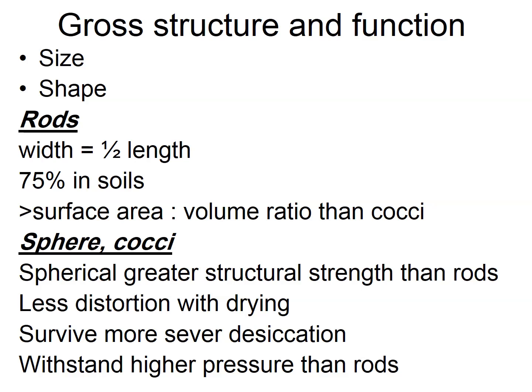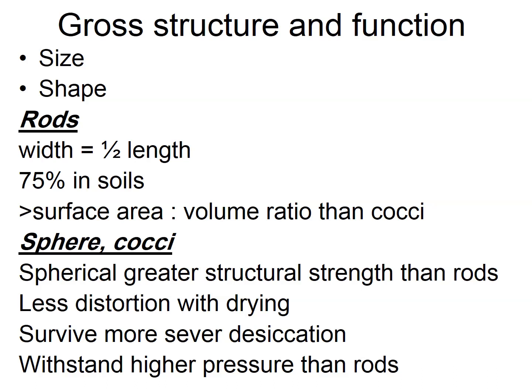But if we correlate structure and function, or what habitat they could enjoy, let's look at the rod-shaped bacteria. Usually their width is about half their length, and they comprise about 75% of soil bacteria. What is special about this shape is that they have a higher surface area to volume ratio. So there's more surface area to acquire water and other nutrients, which is helpful in the soil environment, allowing the bacteria to capture more nutrients and water for survival and growth.